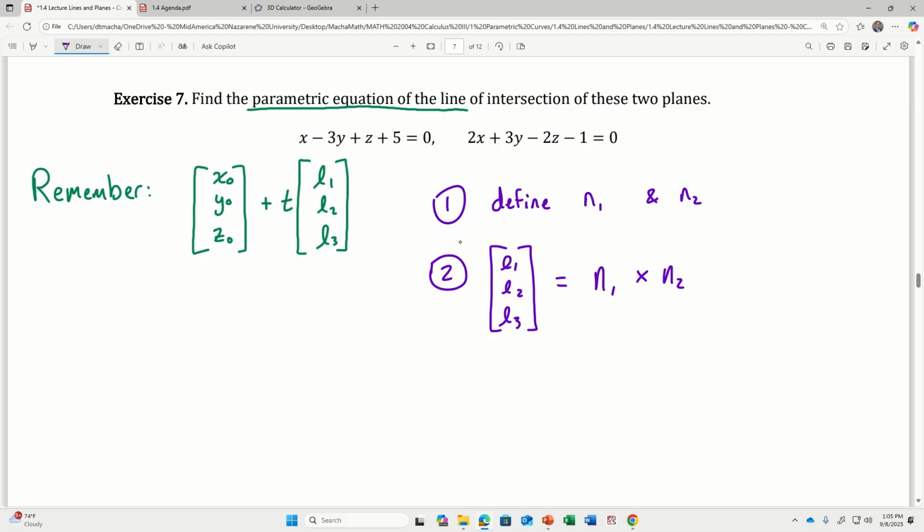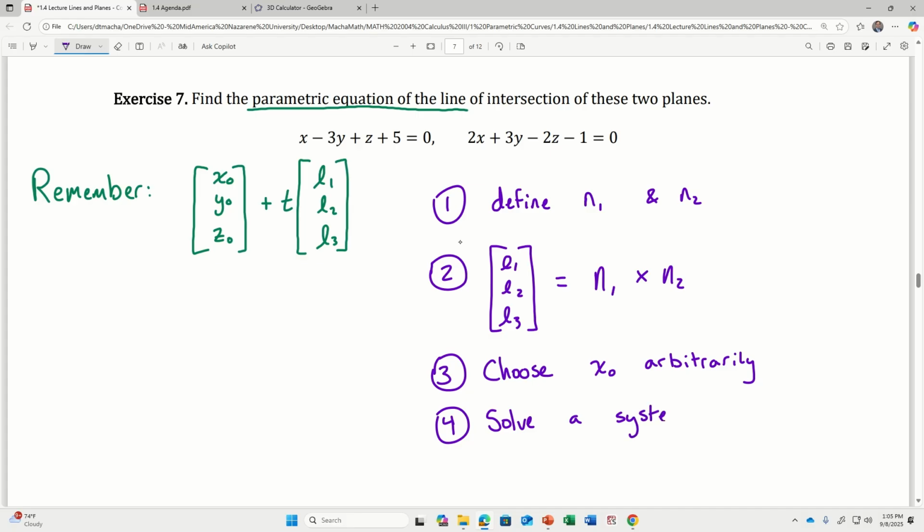Then the last thing I need is x naught, y naught, z naught. There are a lot of points along this line of intersection. And so the idea is going to be basically choose one of those points arbitrarily, right? Like you get to decide what do you want x naught to be. And then the last thing we need to do is solve a system of equations using the plane equations.